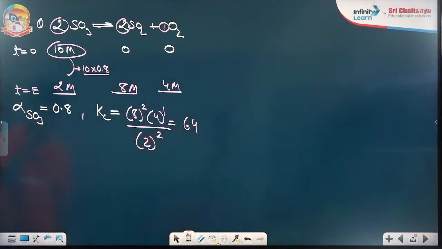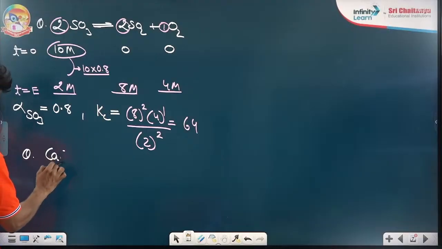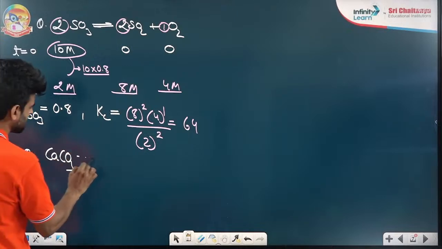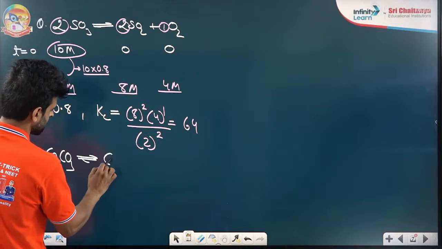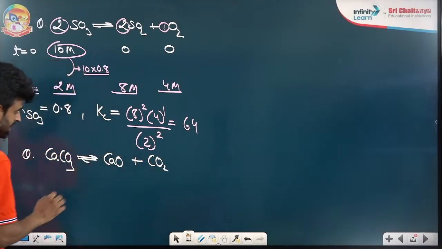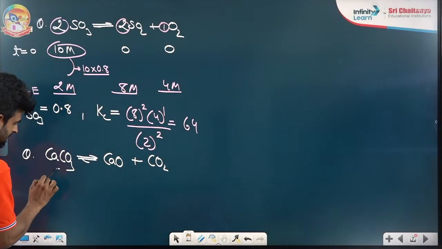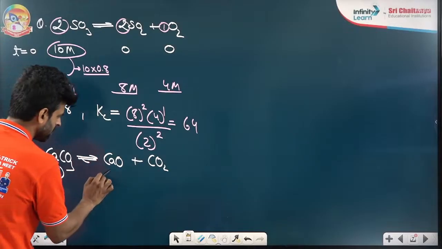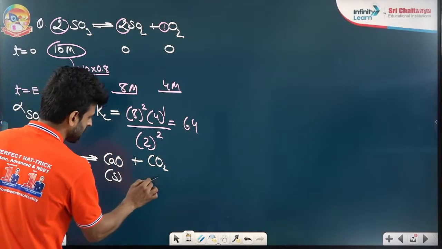Okay, great. Now, the next thing is, imagine what we have here. This is CaCO3. CaCO3 gives you CaO and CO2 at the time of equilibrium, but be careful about it, beta. This is solid, this is solid, and this is gas.